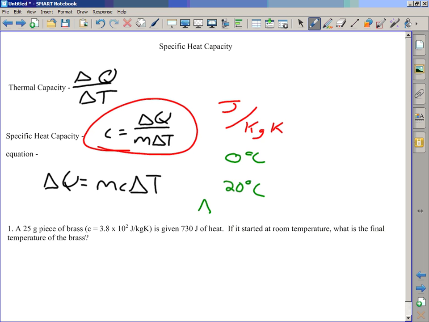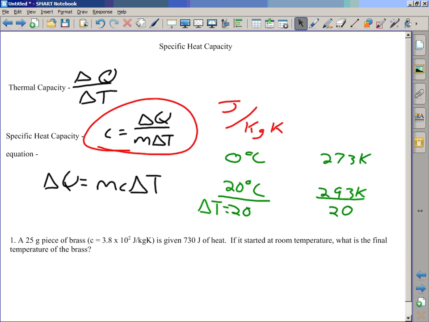That has a delta T of 20. In Kelvin, this is 273, and the next one is 293. Once again, that gives us a change of 20. So you could technically use Celsius in this equation, and it would work out for you, because the change in temperature is going to end up canceling it all out. All right.